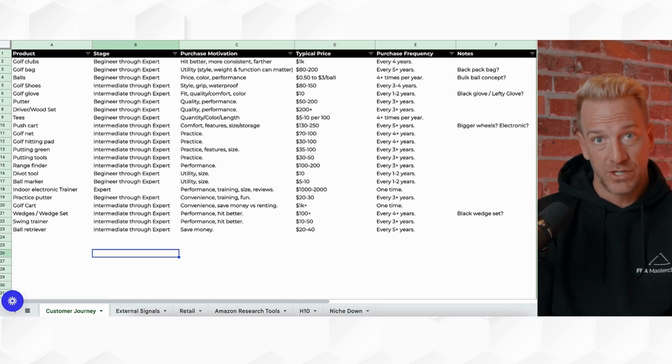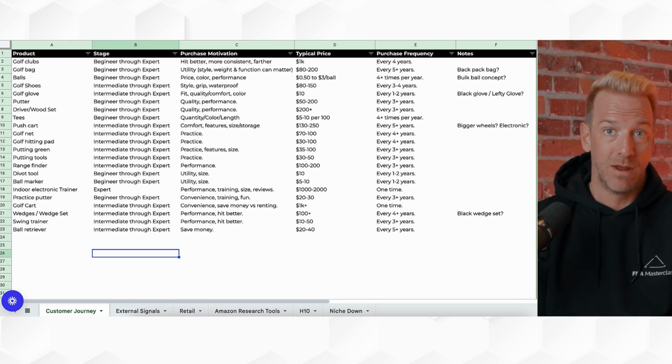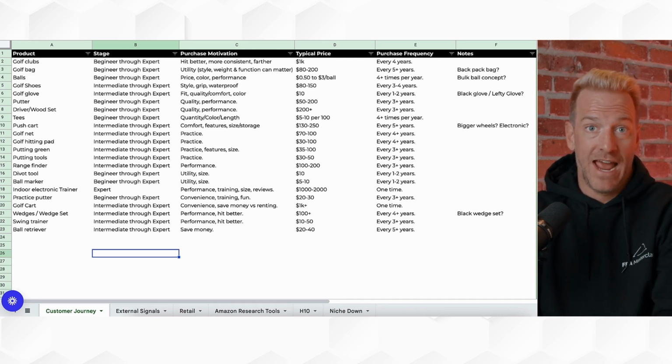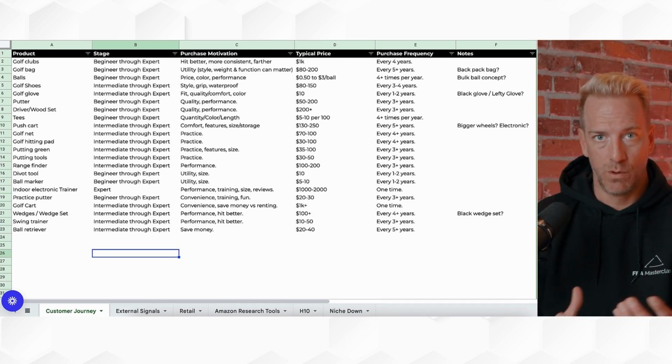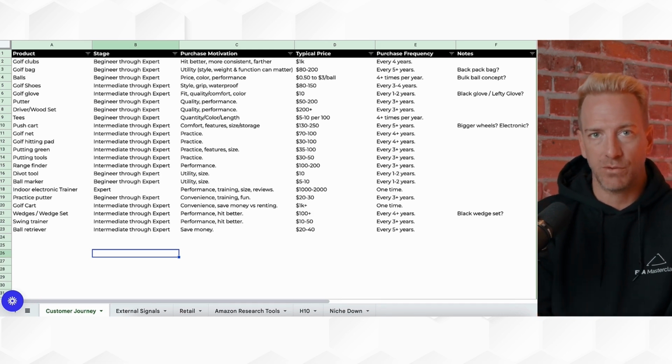Then there's the purchase frequency, which sometimes we may want to have multiple purchases that happen, and sometimes it's a one-time purchase, so we want to know what that is. And then just any notes that we've got.